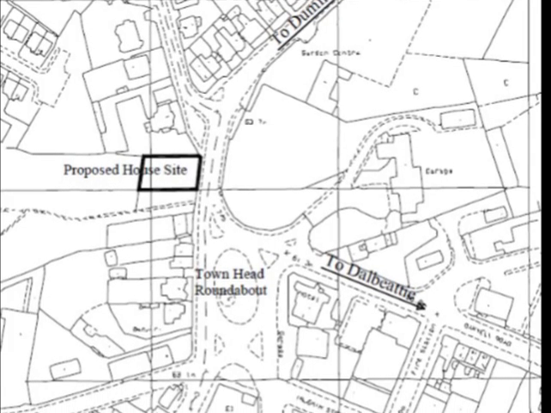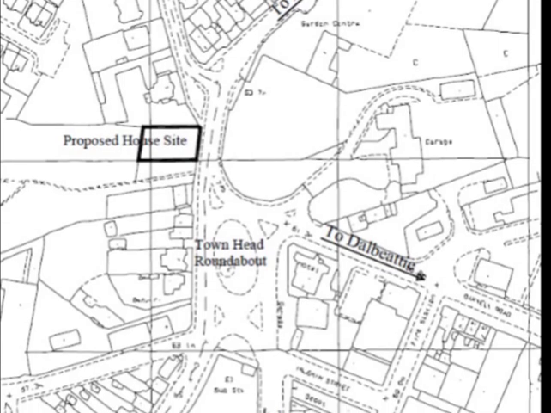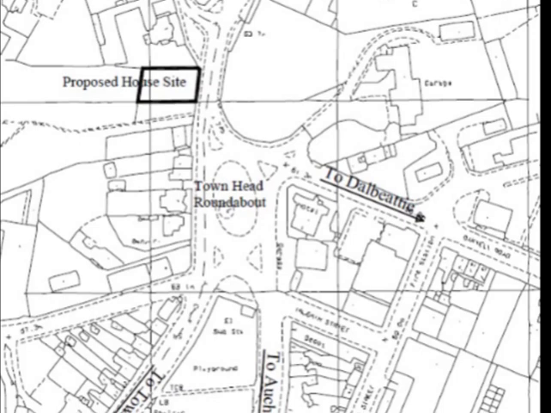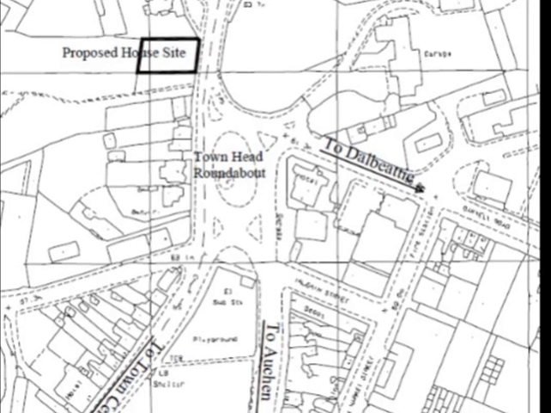A location plan is a supporting document that may be required by a planning authority as part of a planning application. A location plan provides an illustration of the proposed development in its surrounding context.